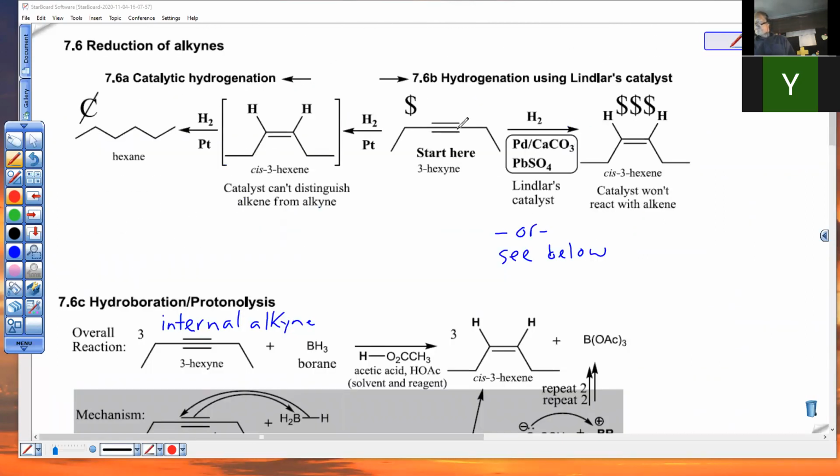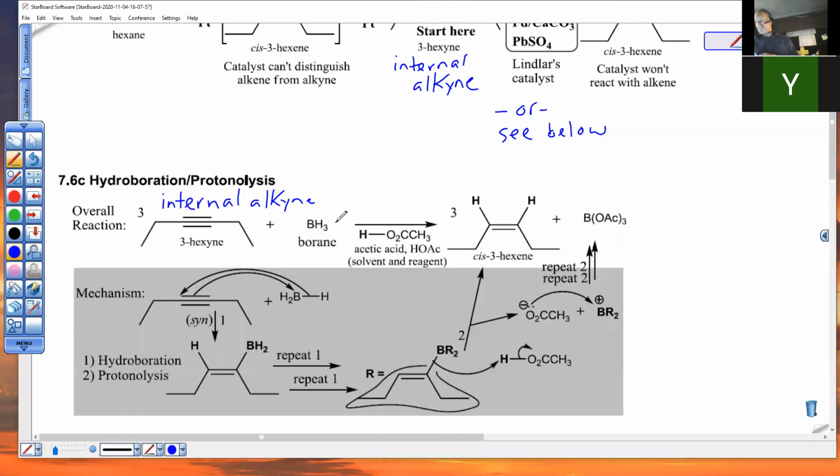First way was to take the internal alkyne, and I guess that's really the first time we saw it. I know it's written below here. React it with H2 and Lindlar's catalyst. That's one way. Or react it with BH3 and acetic acid. That's the other way. Very valuable to be able to make cis alkenes.